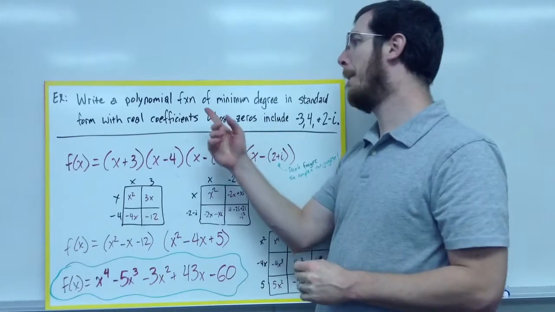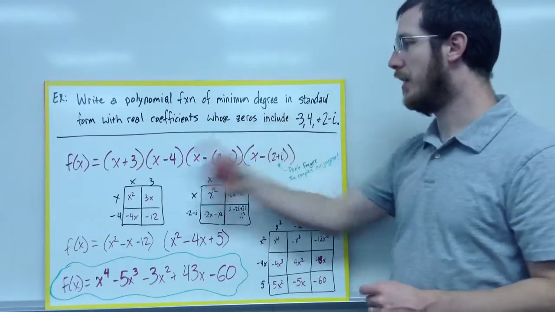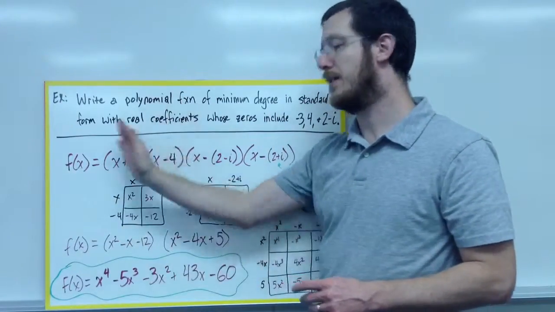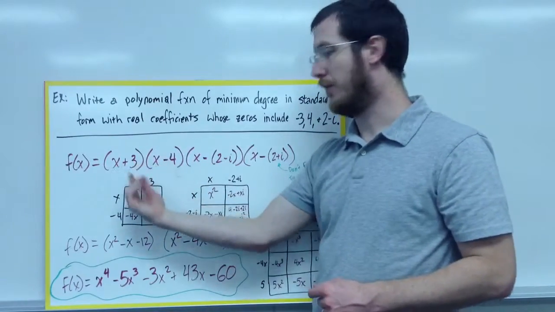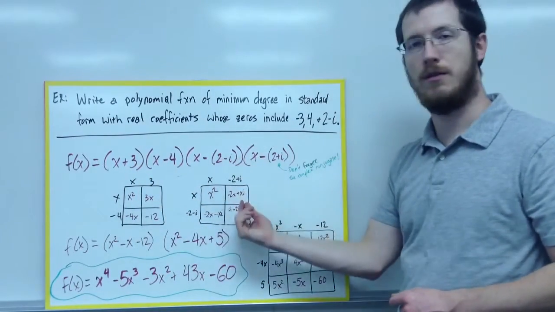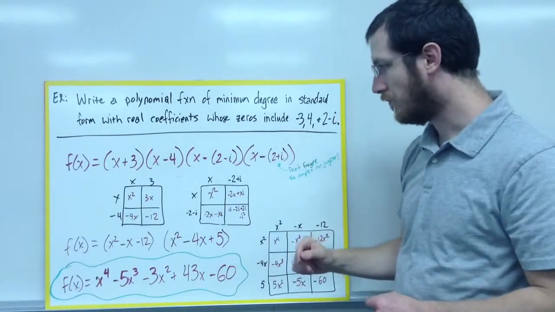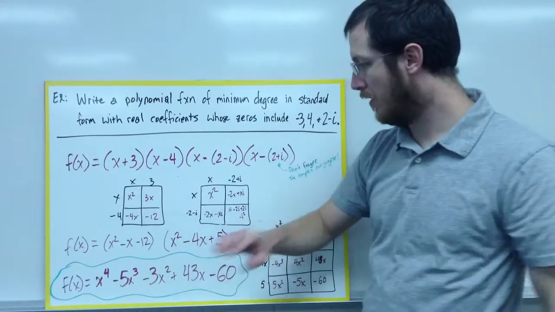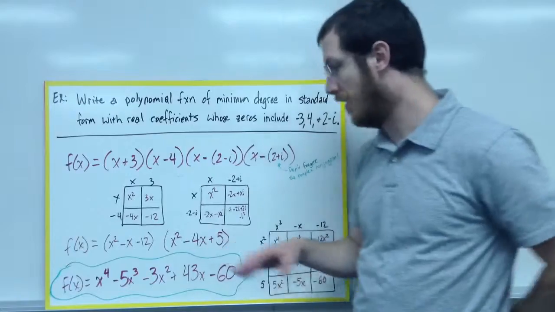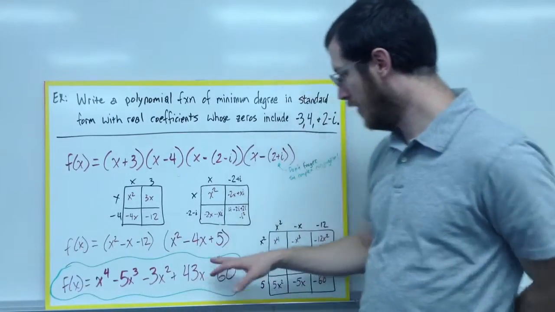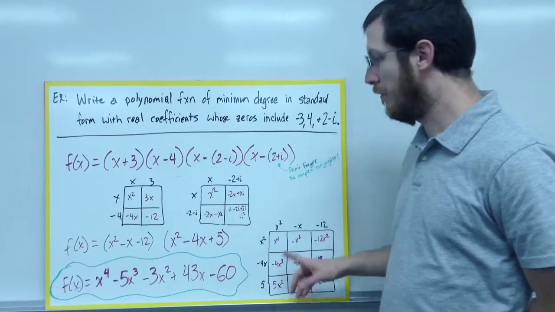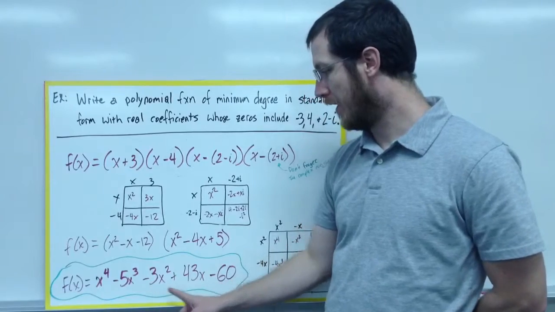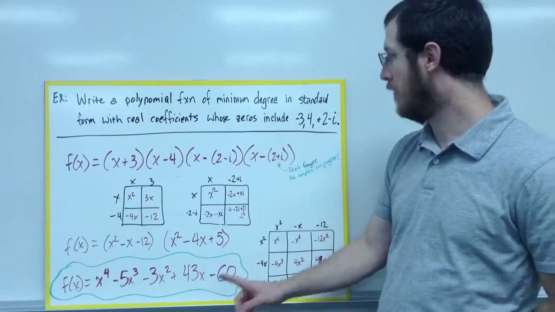Okay, so making sure we go back and read our directions, they don't want this equation in factored form, they want it in standard form. So we need to multiply these factors through and get descending degree order. So I chose to do the first two together, put them in a box, and the second two together, put them in a box. So we get two trinomials. We get x squared minus x minus 12 times x squared minus 4x plus 5. So then if we multiply those to each other, we got a 3 by 3 box. We end up with x to the fourth minus 5x cubed minus 3x squared plus 43x minus 60.